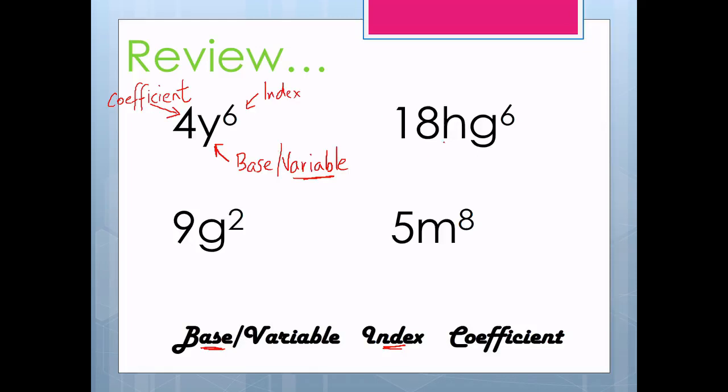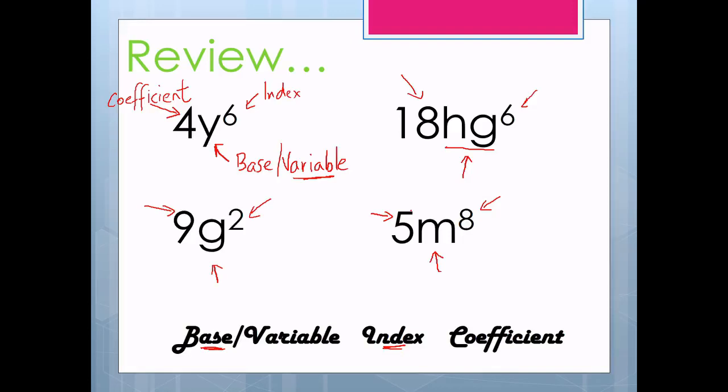What I'd like you to do on this screen is pause it for about 30 seconds, and write the terms down that you can see on the screen, and identify the base or the variable, the index, and the coefficient. And I'd like you to do that for all of those. So pause the video for about 30 seconds, write down which is which, and we'll come back and we'll check the answer.